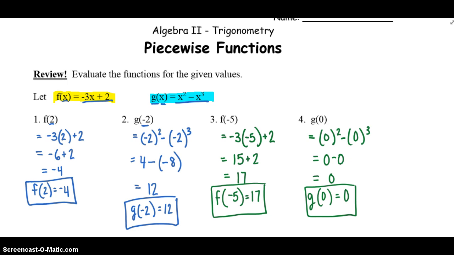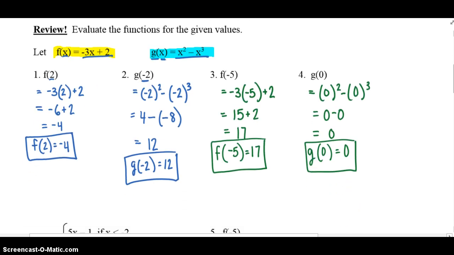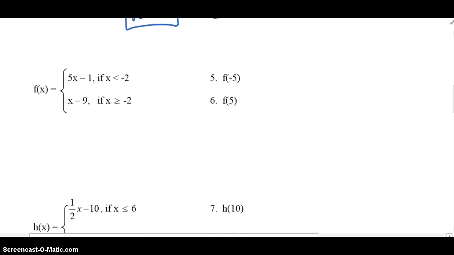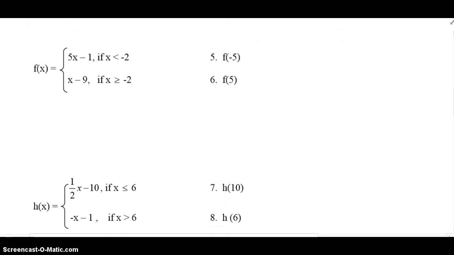Alright, well, I hope you really paused it and tried these two problems because I think you should have been able to do them. For f of negative 5, we get the value 17, and for g of 0, we get 0. Alright, if you had questions on that, I would go back and remind yourself. This was from an earlier video. Now we're going to actually move into piecewise functions.